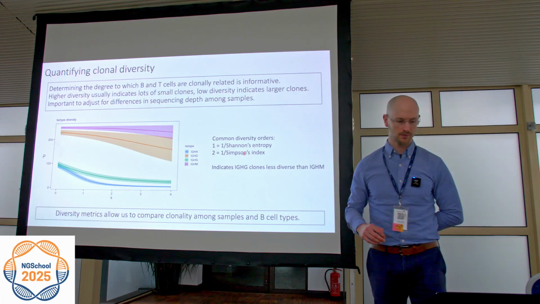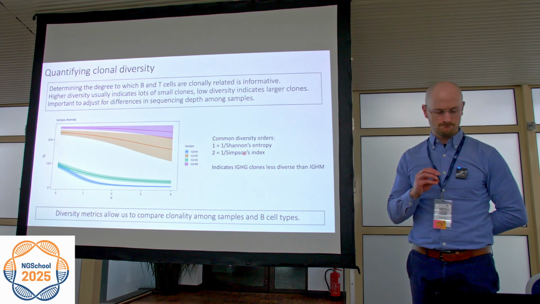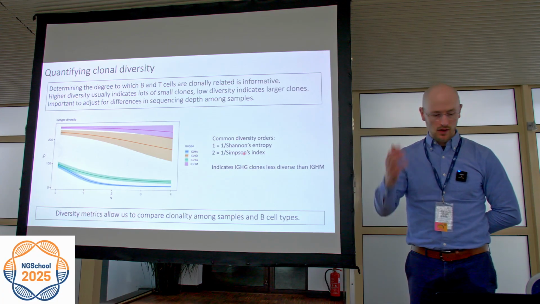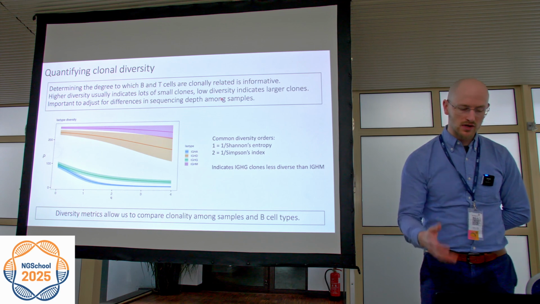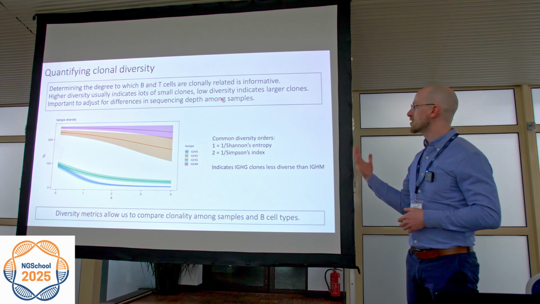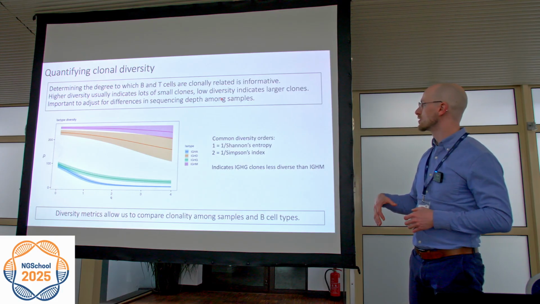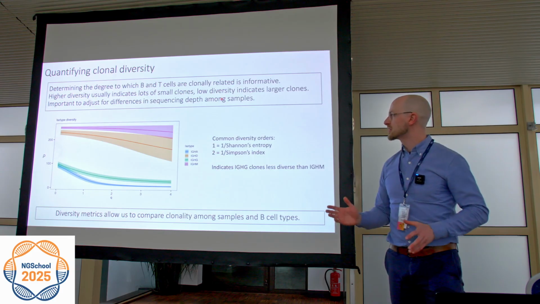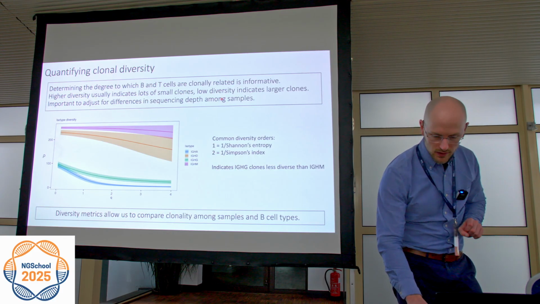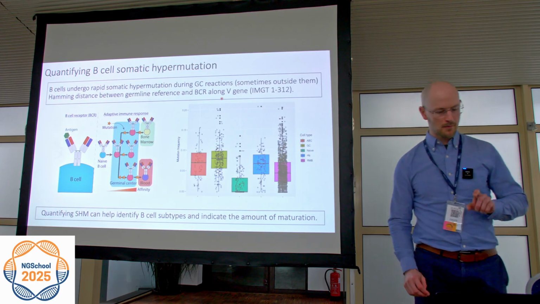responses. We can quantify these clonal expansions using diversity statistics. And this tells us the degree to which B and T cell clones are related. So higher diversity indicates lots of small clones, low diversity indicates more larger clones. And it's important to adjust for sequences and sequencing depth among samples. I'm going to move through these a little bit quickly since I'm running out of time.